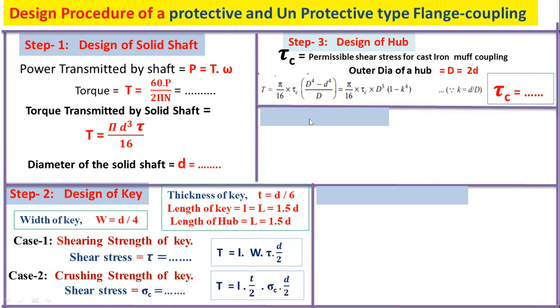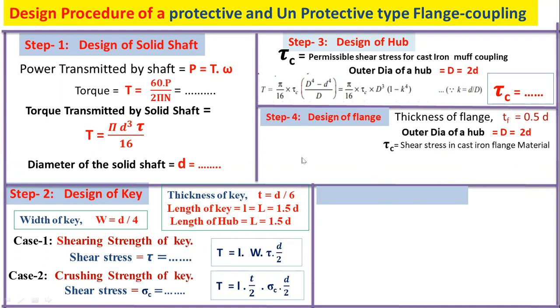In the fourth step, you have to design a flange. Here, let TF be the thickness of the flange. That value is equal to 0.5 times the diameter, 0.5 d. Let the outer diameter of the hub be equal to 2 times the diameter of the shaft. Now, tau c is the shear stress induced in the cast iron material. This is the formula for torque transmitted by the flange: torque equal to pi by 2 into D square into tau c into TF.